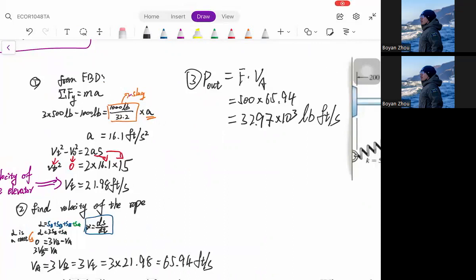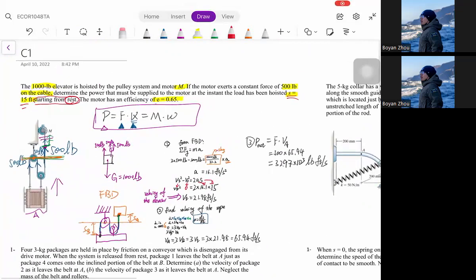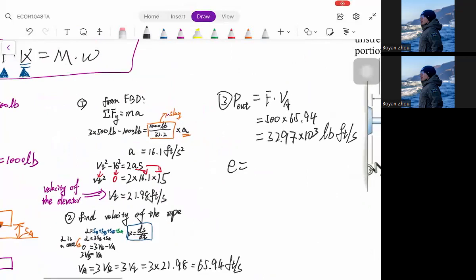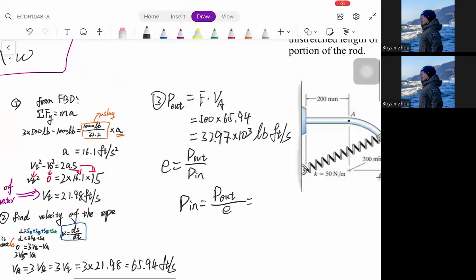what we need is the input power. So on the question here, the efficiency of the motor is given. So the efficiency is essentially equal to the output power over the input power. So from here, we can get the input power, and that is just output power over the efficiency.